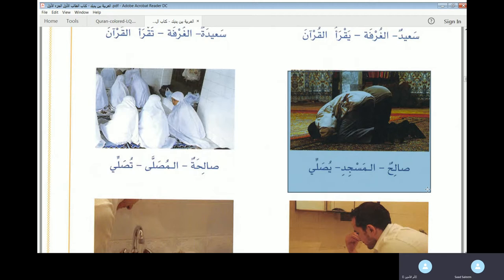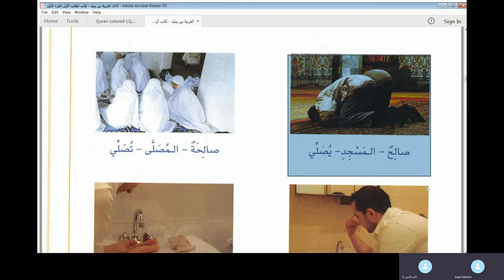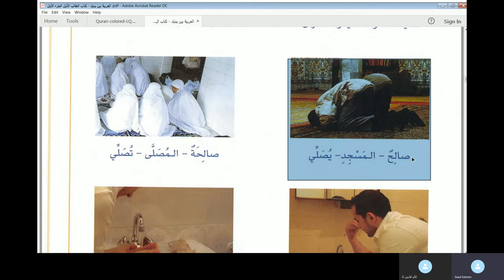So then I'm supposed to make it into a sentence. Yes, first you will ask where is Saleh. Then you will say that Saleh is in the masjid, he is praying. Okay, correct. Salihun bil masjid, yusalli. Saleh. Yes, correct.